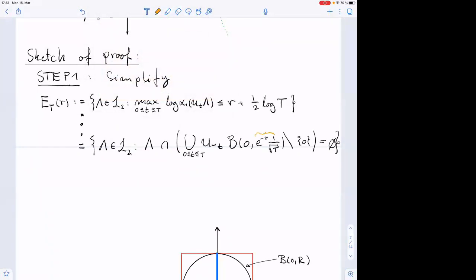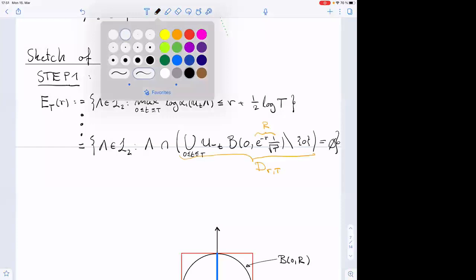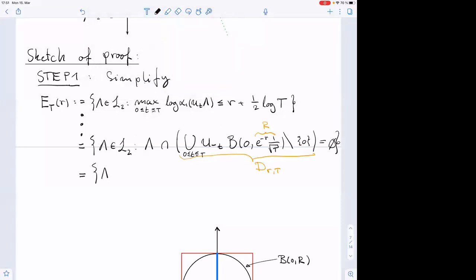Now this thing is a little bit complicated, so just to simplify notation, I will call this radius r, and this whole union I will call D_r,T. Okay, so I've just rewritten the set that I want to estimate the measure of as the lattices that do not intersect this guy called D_r,T. And then actually, eventually, it will turn out to be easier to estimate the probability of lattice points hitting D_r,T. So I will say this is non-empty and add a complement, and then I haven't changed anything.